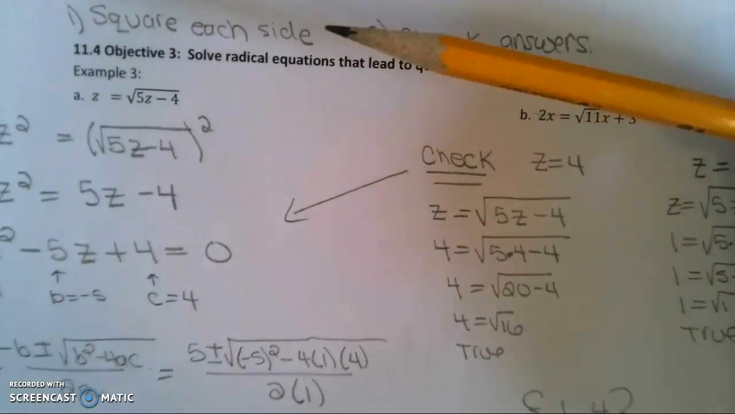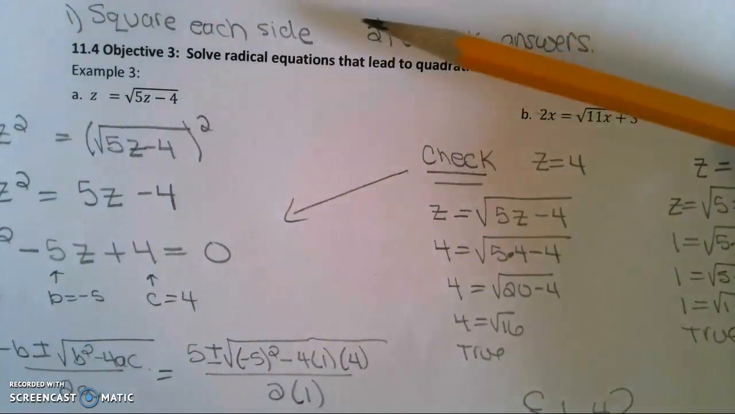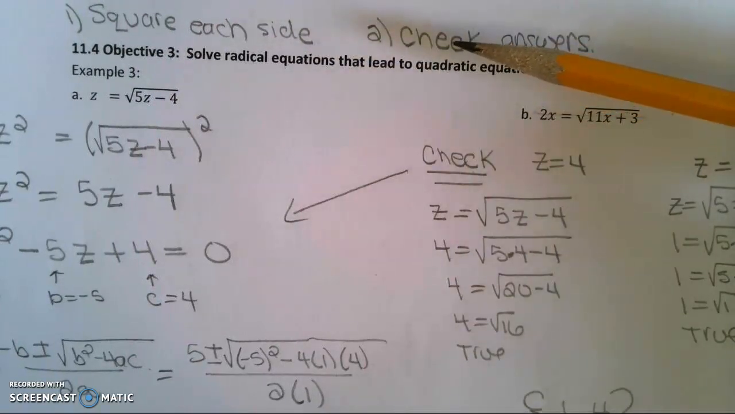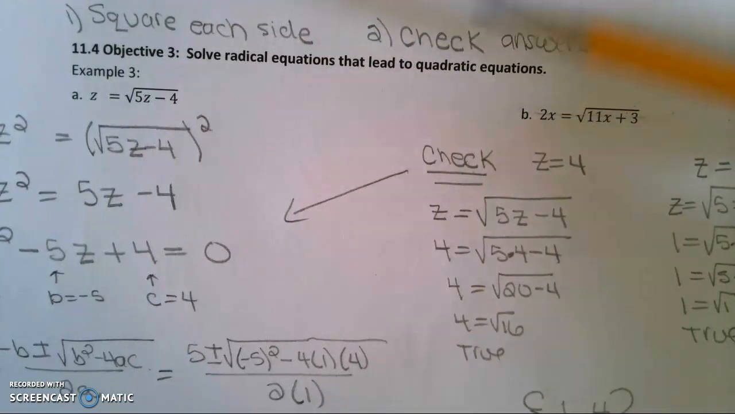So the thing you want to do is get the radical by itself, square each side, solve it, and then always check your answers, because whenever you have square roots and you square them, you sometimes end up with extra answers that don't work.